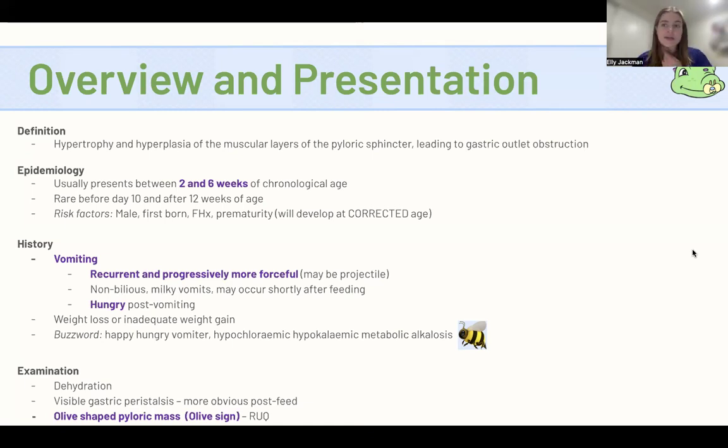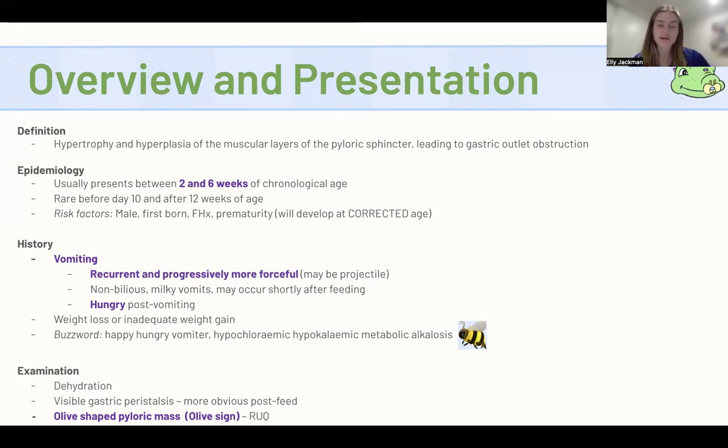The clinical presentation will be vomiting. So the vomiting is recurrent and progressively more forceful, so it may become projectile. They're usually non-bilious milky vomits that can occur shortly after feeding, and the infant will be hungry post-vomiting. So the sort of buzzword for pyloric stenosis is a happy, hungry vomiter. The infant doesn't appear to be in pain or sort of distressed by the vomiting.